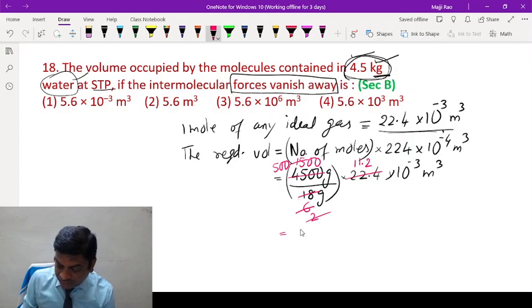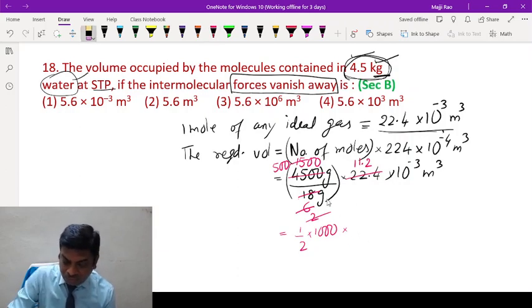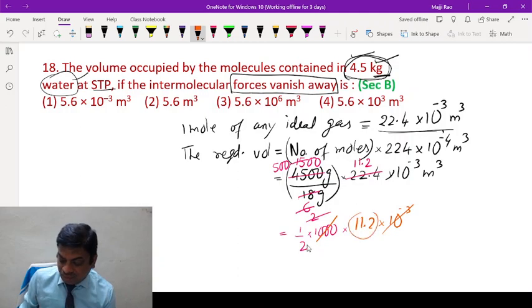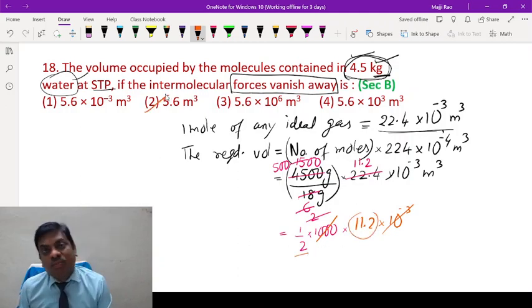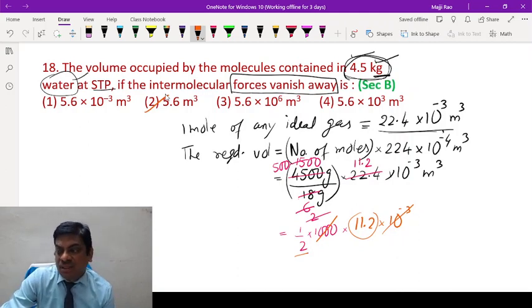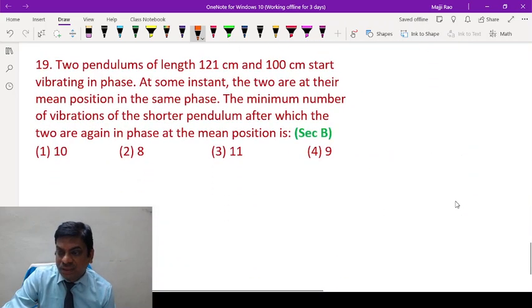Now I can write this as half into 1000. 500 I have written as half into 1000 into 11.2 into 10 power minus 3. So 10 power plus 3 and 10 power minus 3 gets cancelled. Half of 11.2 is 5.6. So second option is the correct option. 5.6 meter cube. Then moving on to the next question.